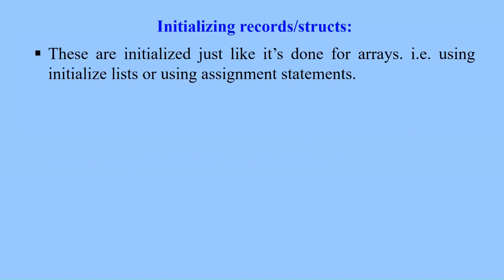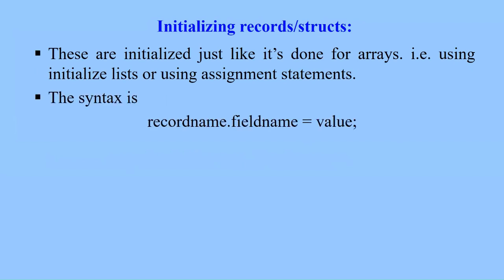So how do we initialize records or structs? These are initialized just like it's done for arrays, that is using initializer lists or using assignment statements. The syntax is record name dot field name equals value. So how do we read this statement? This statement reads as follows: assign the content of memory location record value to the field name for the record name.